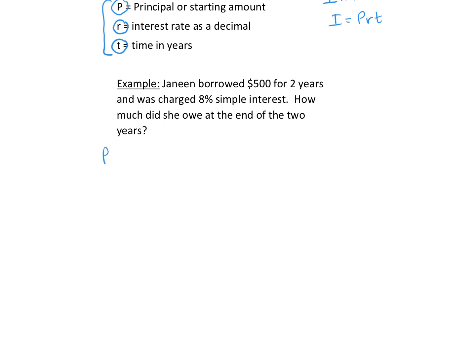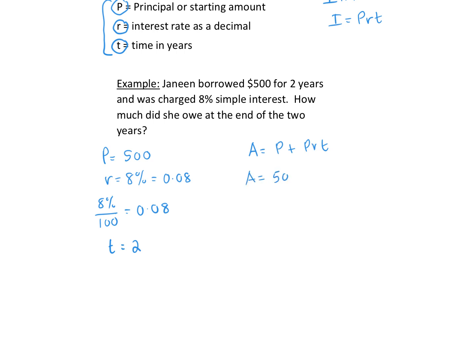So the starting amount was $500. The interest rate was 8%. We want to write that as a decimal. Remember, when you want to change 8% to a decimal, you divide by 100. And then time in years was 2 years. So if I want to know the amount at the end, I'm going to do the starting amount and then add the interest.